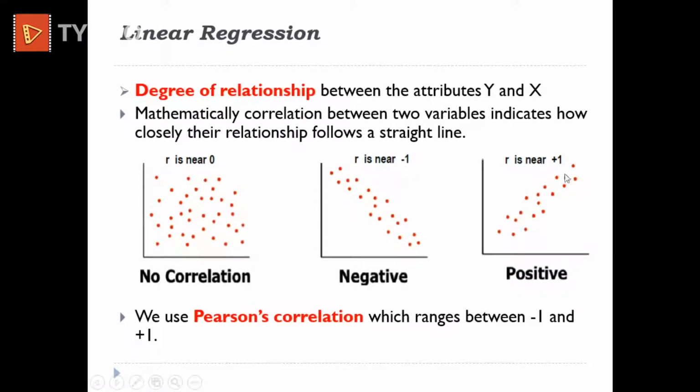Whereas when the r value is near to +1 here, the data points are showing a linear trend, a positive linear trend. Why a positive linear trend?